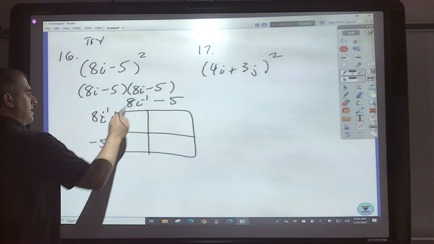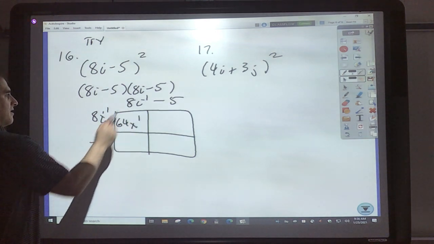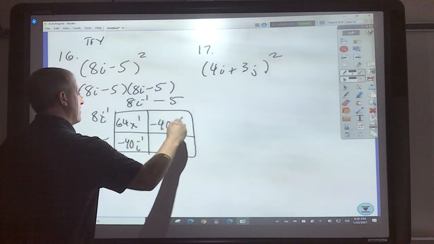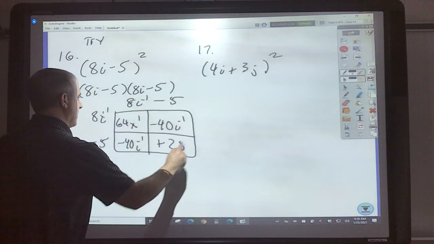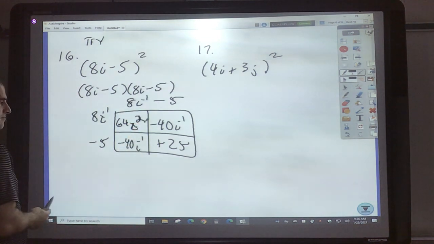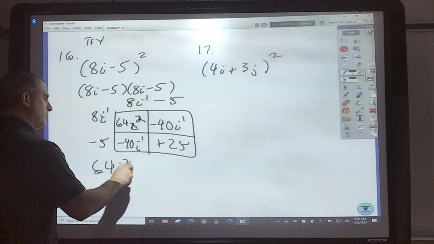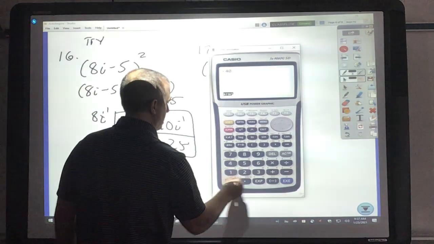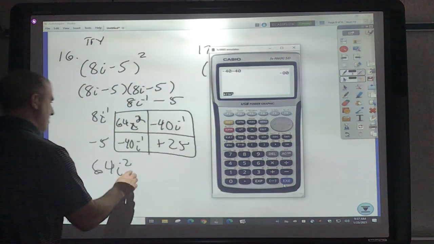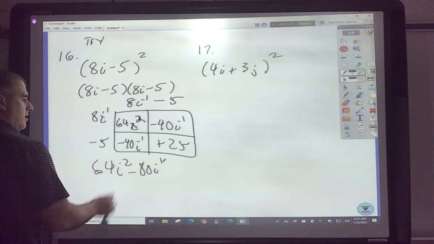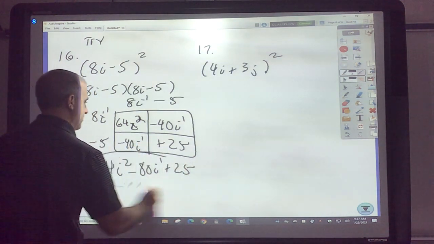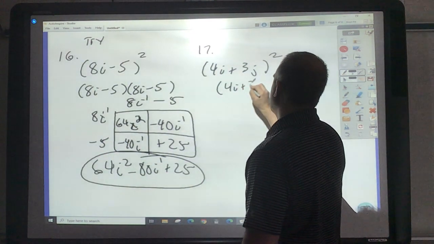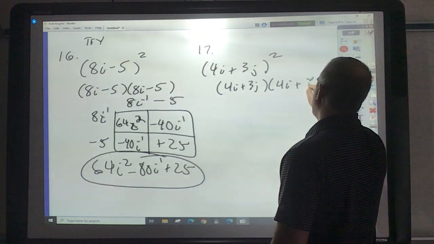1 and 1. 8 times that would be 64, I first. Negative 5 times that would be negative 40, I to the first. That would be the same thing, negative 40, I to the first. Negative 5 times negative 5, positive 25. Okay? So what I have here is 64, I squared. Let's do negative 40 minus 40 is negative 80, I to the first. Okay? And then it'll be positive 25. Okay? All right.